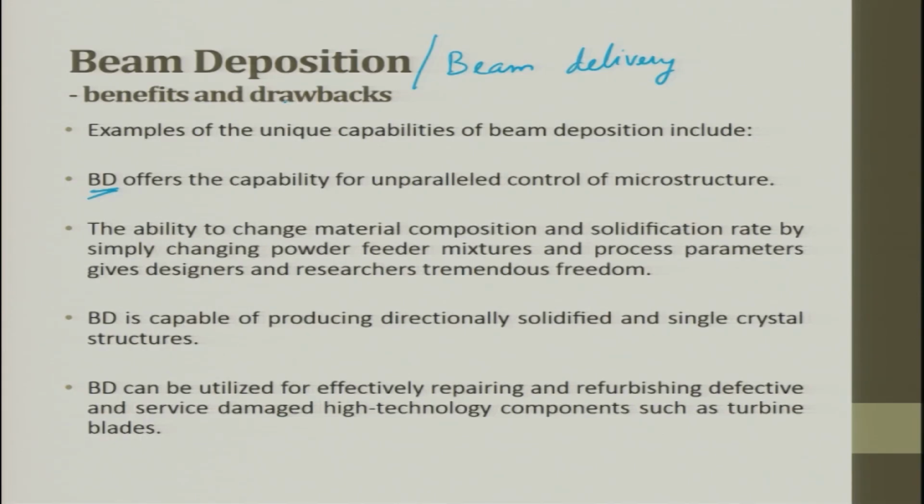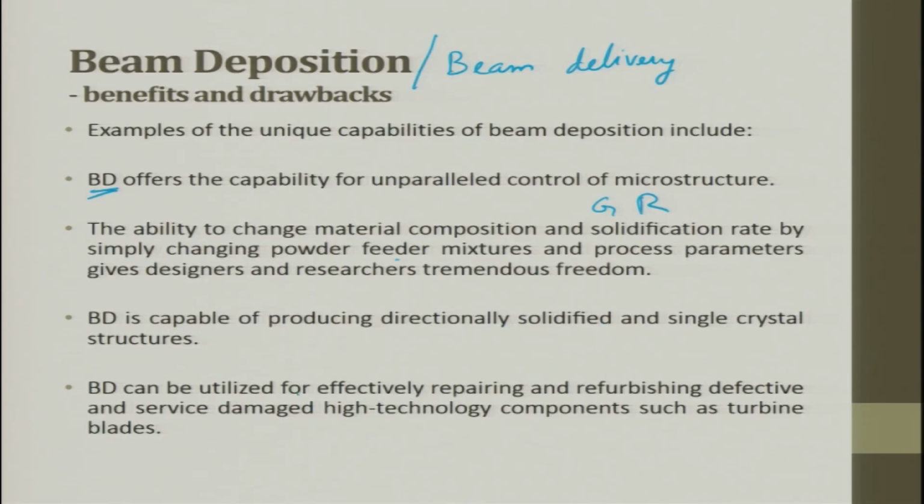Beam deposition offers the capability of unparalleled control of microstructure, the ability to change material composition and solidification rates by simply changing the powder feed. So, these are the two terminologies I was using, thermal gradient G and solidification rate R. For process planning, this gives designers and researchers a tremendous freedom. The BD is capable of producing directionally solidified and single crystal structures.